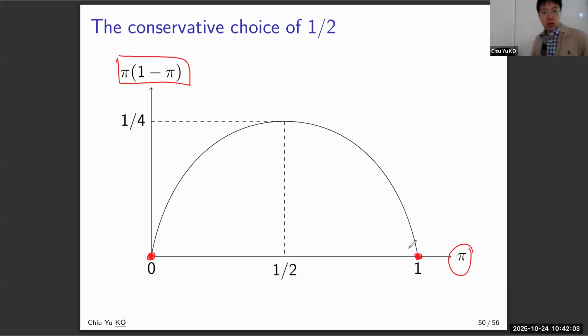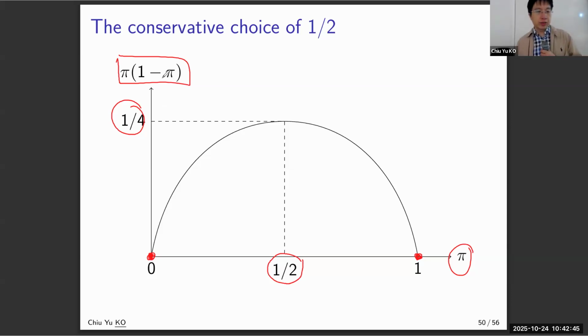And you know, pi times 1 minus pi is a negative quadratic, so it will be a curve. And the biggest will be at 1/2, and 1/2 times 1/2 is 1/4. So we use the worst case scenario to maximize this. That's why if you don't know, we use 1/2. Okay? 1/2 is the worst case scenario.